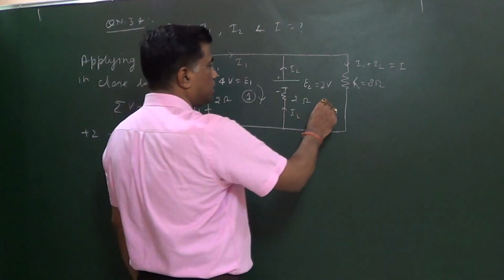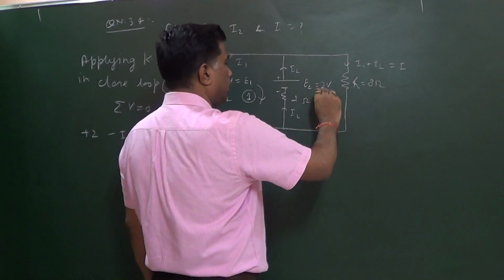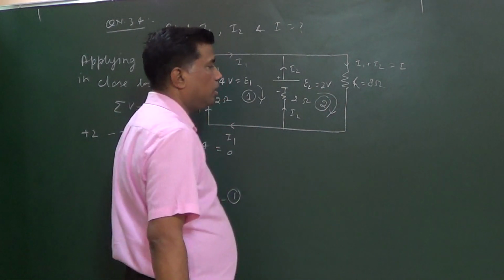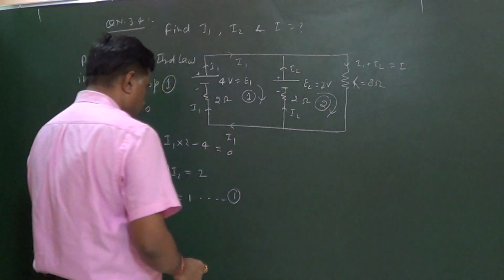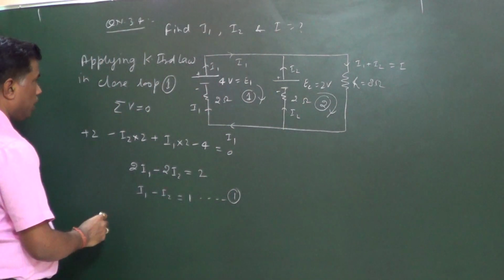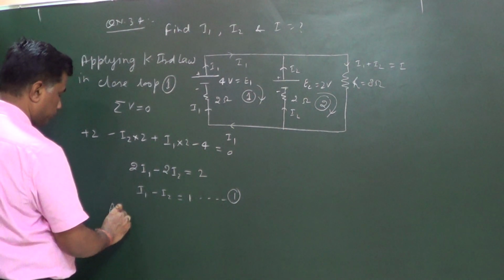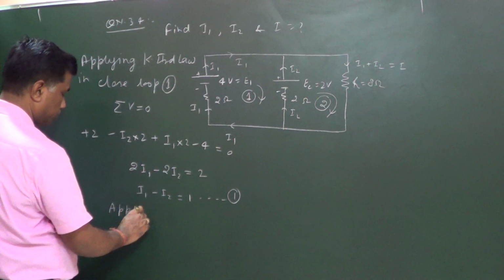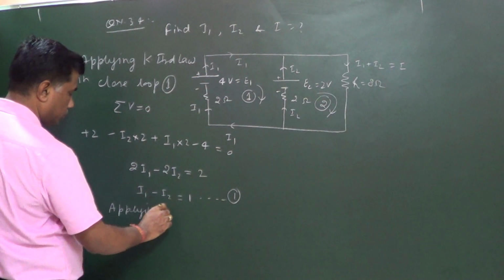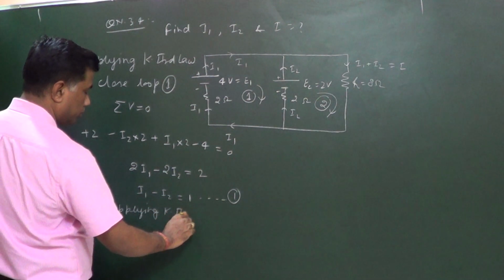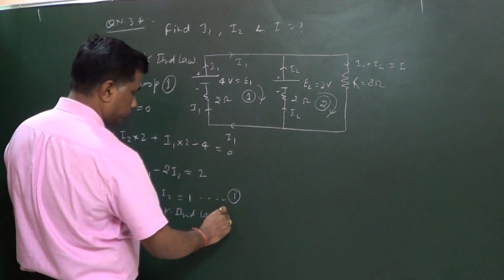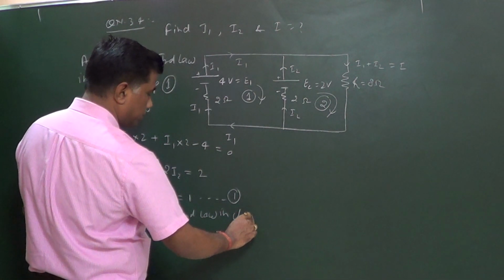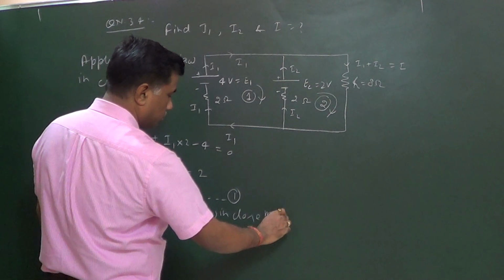Now let this mesh be closed mesh 2. Again we are going to apply Kirchhoff's second law and we will move in the circuit in the clockwise direction. So I am going to write: applying Kirchhoff's second law in closed mesh 2.